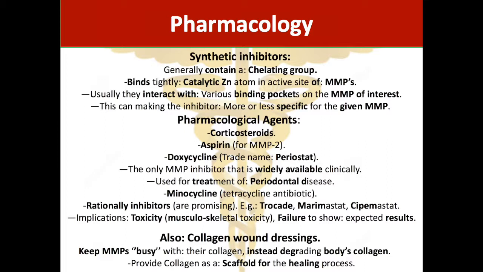It is used for treatment of periodontal disease. Other agents are minocycline, a tetracycline antibiotic. Rationally designed inhibitors are promising, such as Trocade, Marimastat, and Cipemastat. Shown implications are toxicity, musculoskeletal toxicity, and failure to show the expected results. Also, collagen wound dressings keep MMPs busy with their collagen instead of degrading the body's collagen, and provide collagen as a scaffold for the healing process.